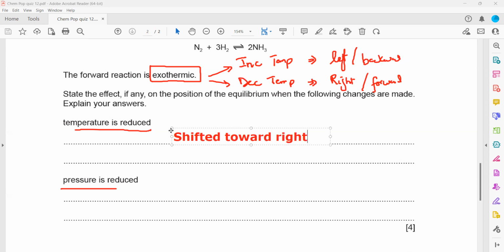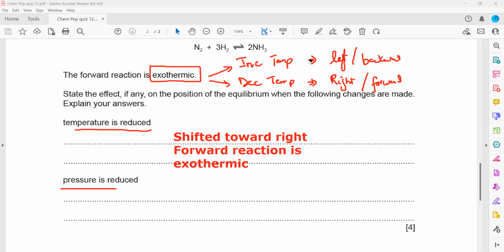And second mark is for reason, because the forward reaction is exothermic. So as the forward reaction is exothermic, that's why the equilibrium has shifted towards right hand side. What is the effect of the pressure? Remember, when we increase the pressure, equilibrium will shift towards a side.